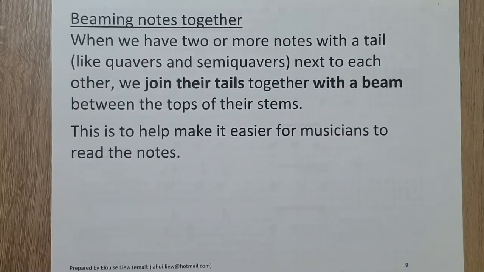When we have two or more notes with a tail, like quavers and semiquavers next to each other, we join their tails together with a beam between the tops of their stems. Whoa, what does that mean, right? I'm going to demonstrate to you later. This is to help make it easier for musicians to read the notes.